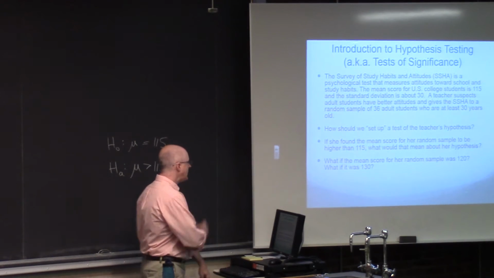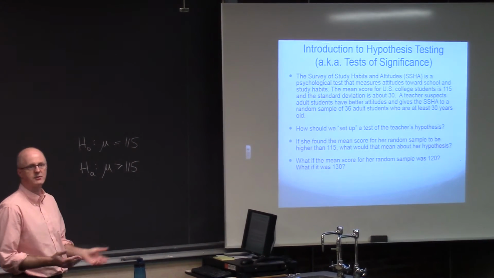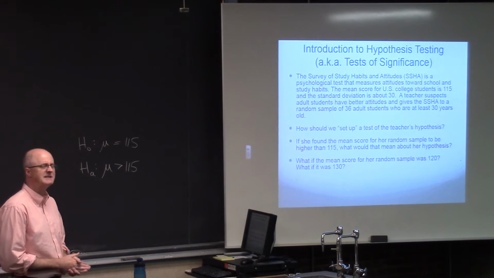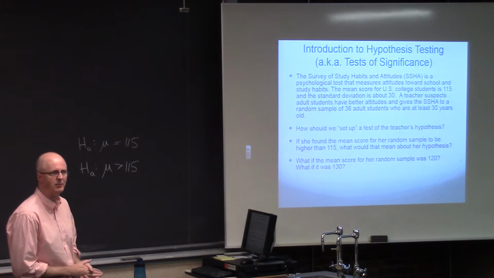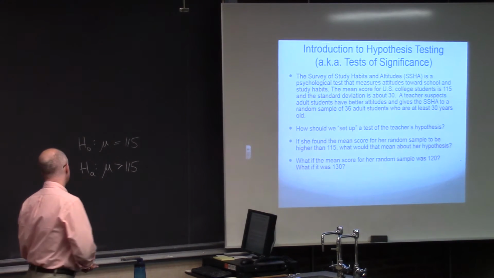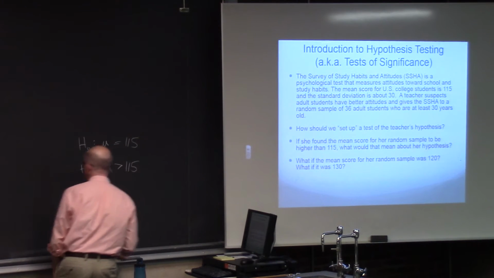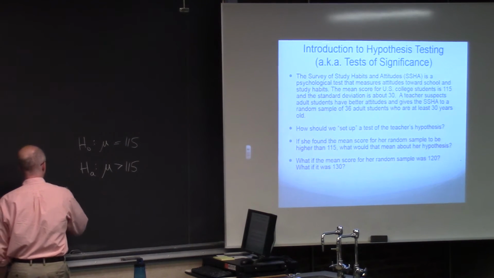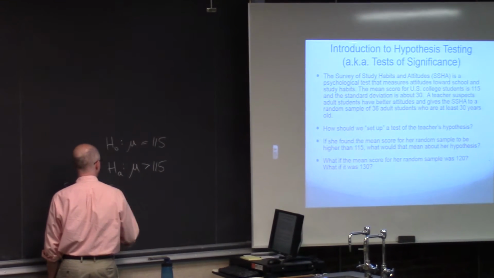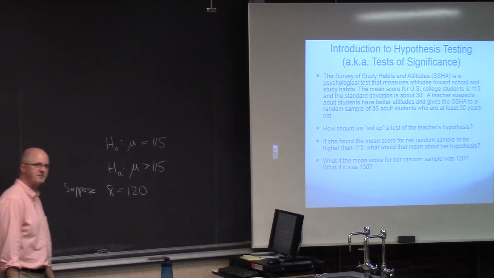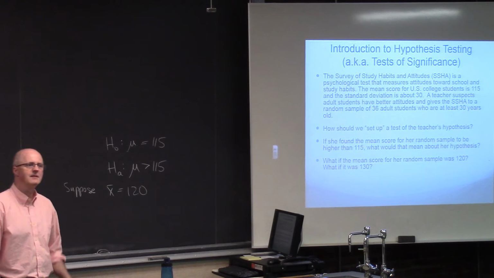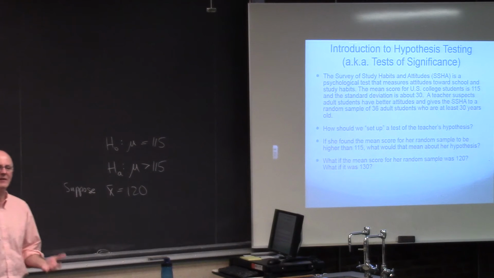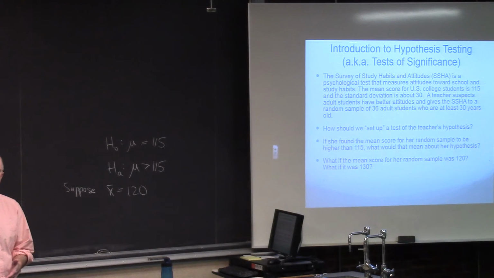What if her mean score was 120? What if it was 130? How do you assess the strength of the evidence against the null hypothesis? It's a probability calculation. Suppose she observes an x bar value of 120 to start with. The question is, is that a likely value of x bar if the null is true? So I'm about to do a probability calculation, assuming the null is true.